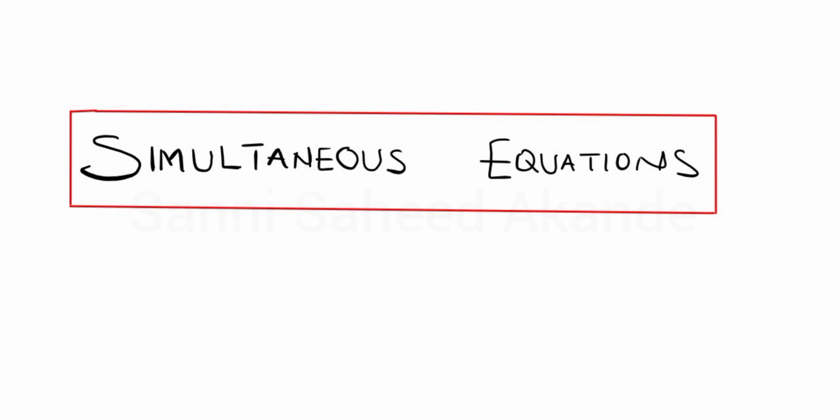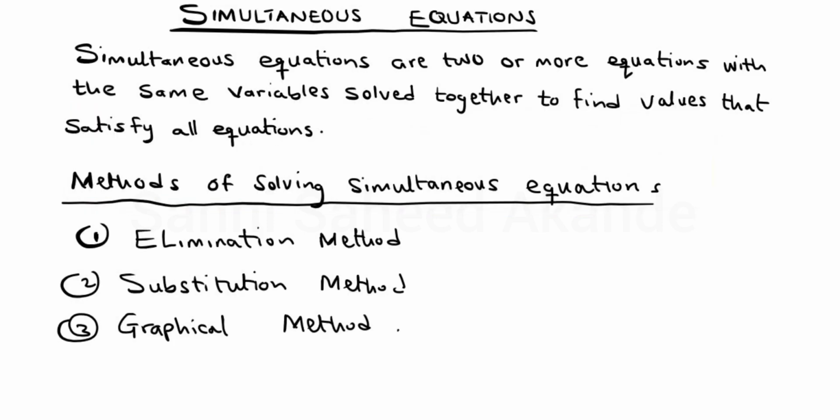Today we are going to be looking at simultaneous equation. So this is the topic we are going to be looking at this moment. So let's begin. Now, what is simultaneous equation? Simultaneous equations are two or more equations with the same variables solved together to find values that satisfy all equations.